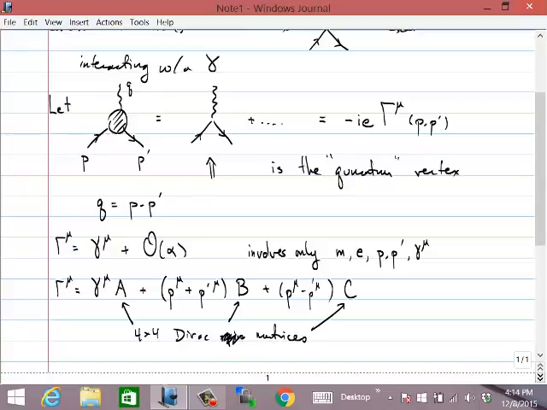Well, they could also be constants. So for example, the identity matrix is an example of a 4x4 Dirac matrix. But in general, remember that these P's and P primes carry spinor indices. So in general, they could be Dirac matrices. Gamma mu is already a Dirac matrix, but it could be multiplied by some other Dirac matrices, for example.